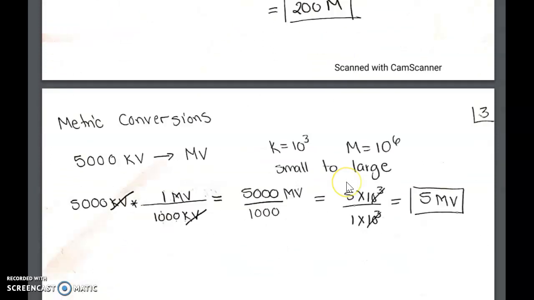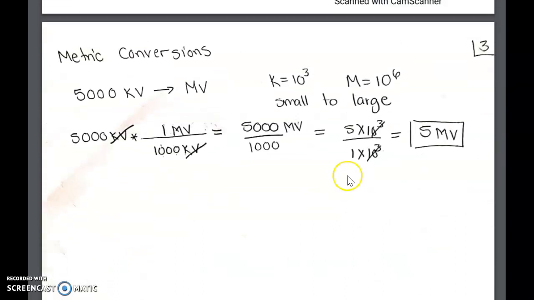Okay, metric conversions. We did a section of that, so we are going to go 5,000 kilovolts to megavolts. We are going from small to large again, so I'm going to have to divide. So 5,000 kilovolts, and 1,000 kilovolts are equivalent to 1 megavolt. So the kilovolt and the kilovolt cancel, and then I move on. I write in the exponent format, I get rid of the exponents, and I end up with 5 megavolts.